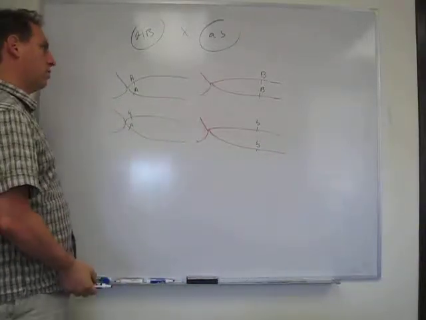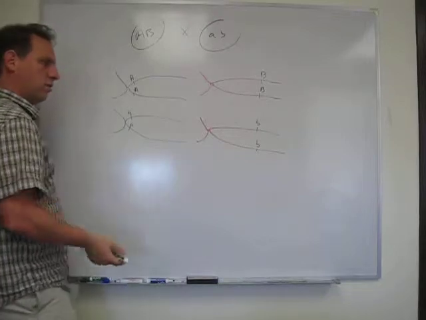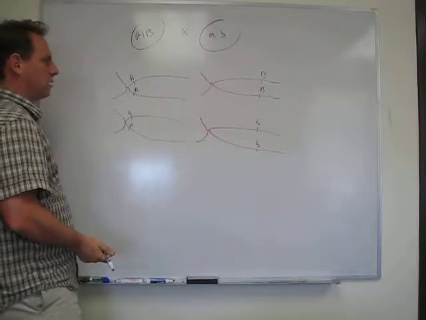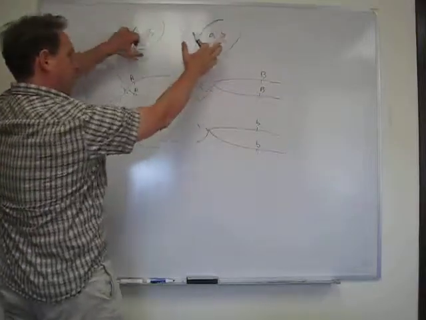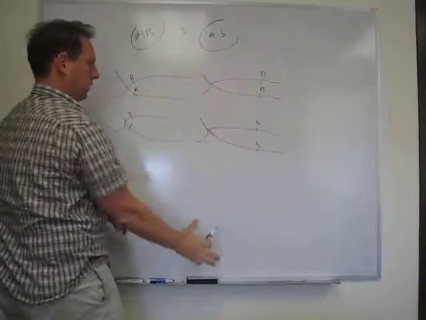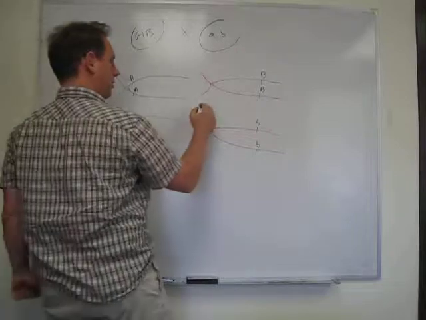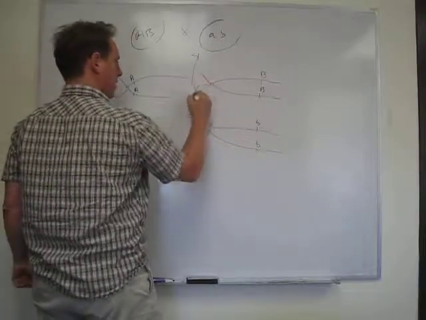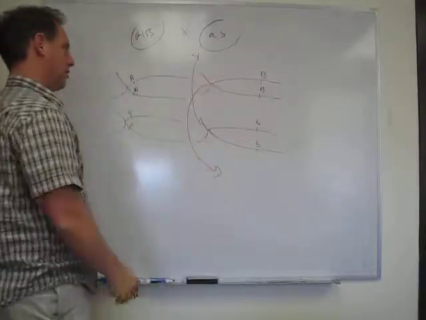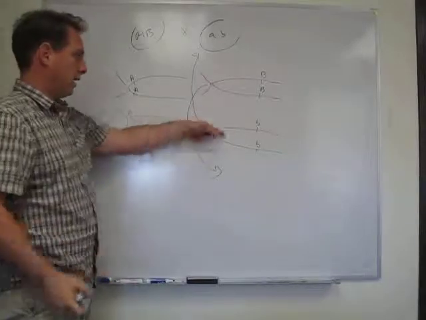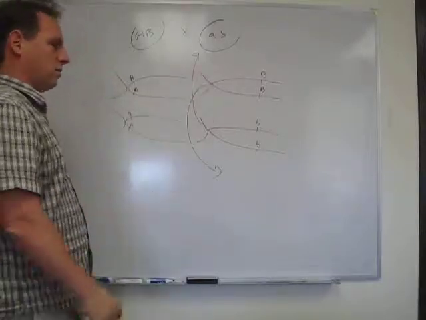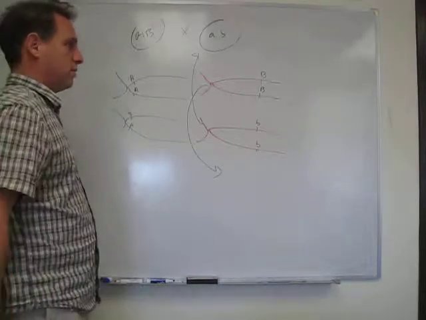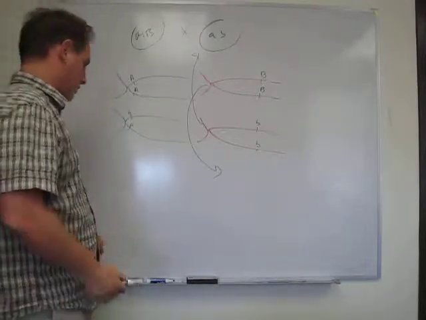Now, just to remind you that the parental ditypes are equally as frequent as the non-parental ditypes in this scenario, because in one pattern of segregation, big A and big B stay together and little a and little b stay together, but it's equally likely that this could go this way and this could go this way. In that particular case, you'd be producing big A, little b spores, or little a, big B spores. Again, the parental ditypes and non-parental ditypes are basically equal.